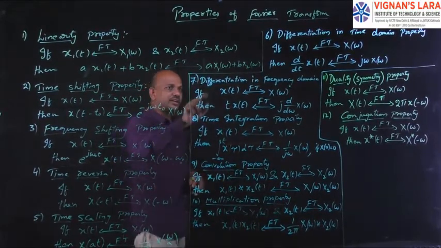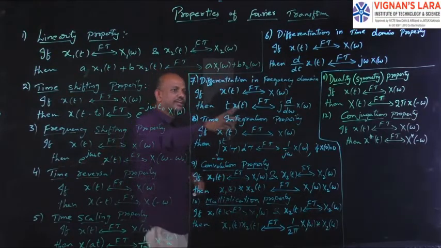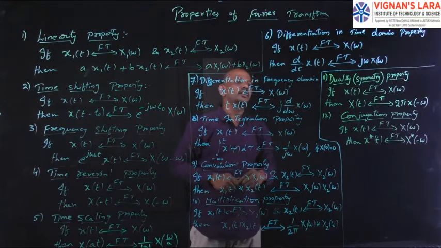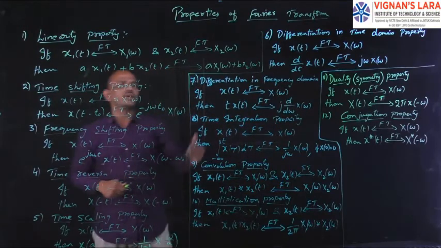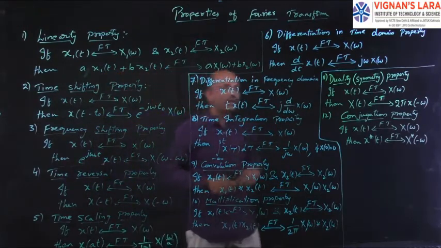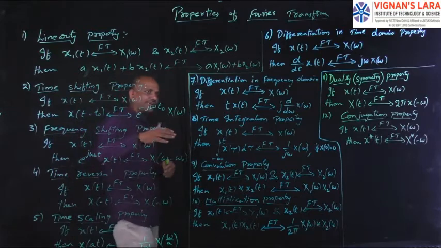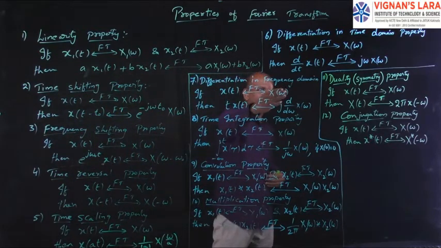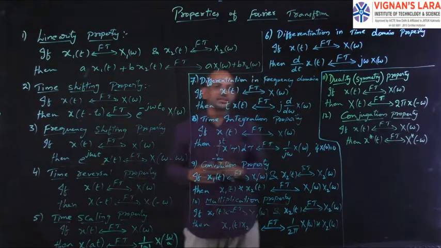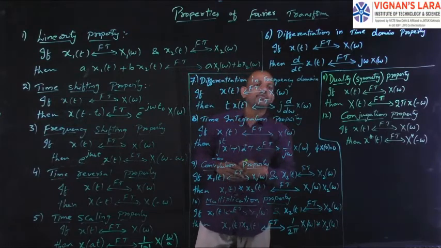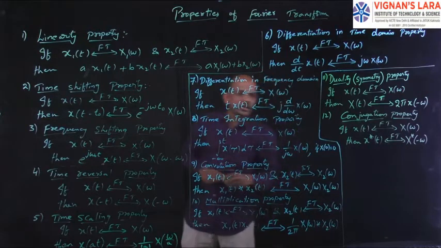Hence I am writing that the differentiation in frequency domain property states that t into x of t will have a Fourier transform j into d by d omega into x of omega. Simply differentiation of x of omega with respect to omega. So, if x of t is having a Fourier transform x of omega, then t into x of t will have a Fourier transform j into d by d omega of x of omega.